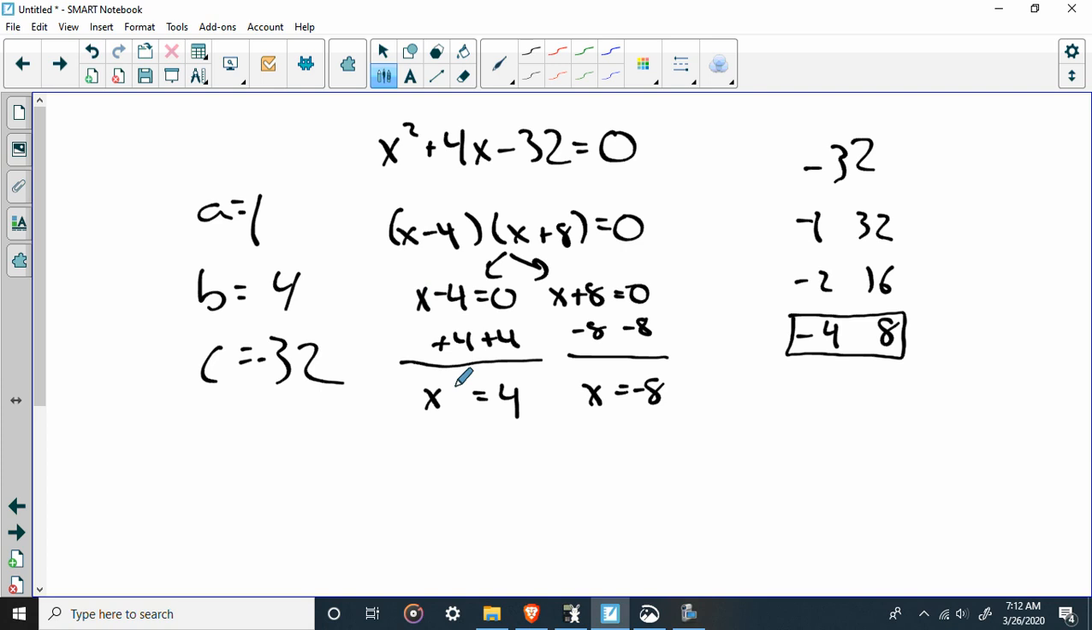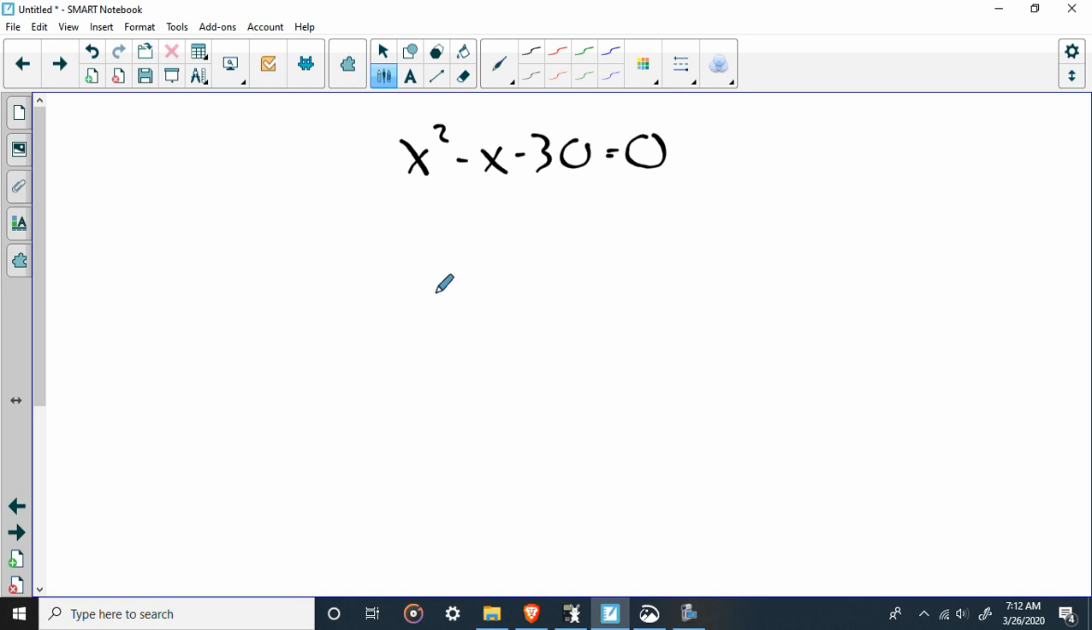Okay? So again, our process: factor it like we've been doing. Set 2 equations equal to 0, solve them. So we have 2 answers, 4 and -8. All right? Here, again, let's do the same thing. Let's factor. A is equal to 1, B is equal to -1, C is equal to -30.